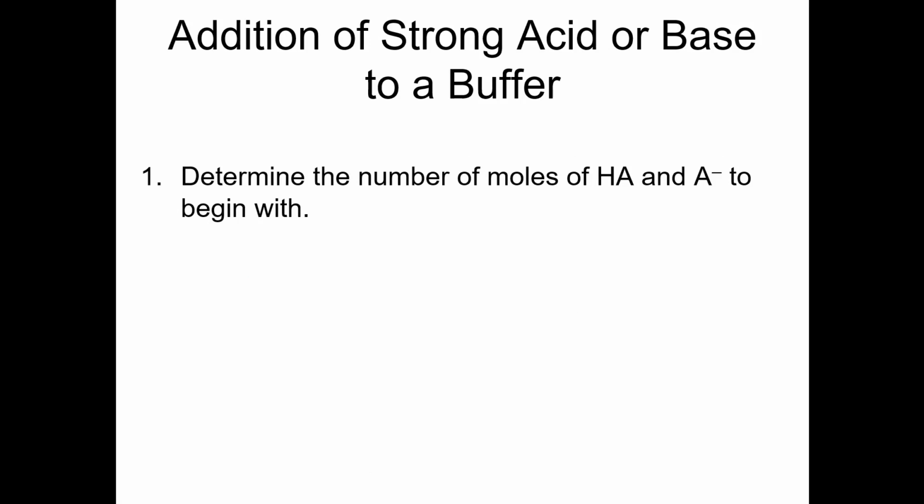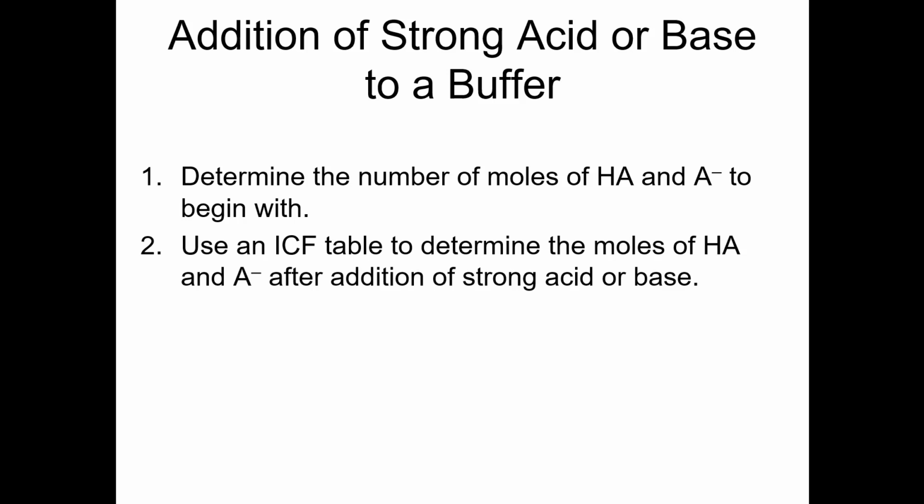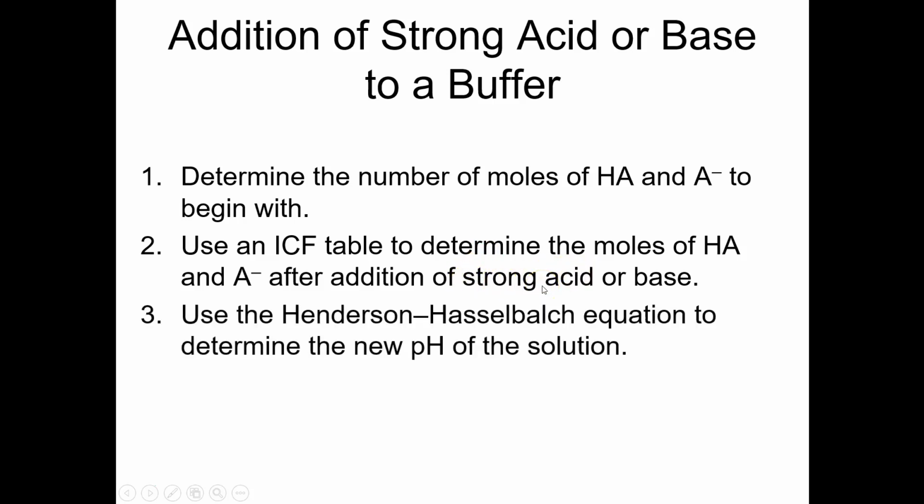So let's try that. To summarize what I just said, determine the number of moles of HA and A minus to begin with. That would tell you your beginning pH of the buffer. Use an ICF table, and I'm using F instead of E because we're generally talking about a reaction that goes to completion, so it's initial, change, and final. Use an ICF table to determine the moles of HA and A minus after I add a little bit of a strong acid or a strong base. And then use Henderson-Hasselbalch to determine the new pH.